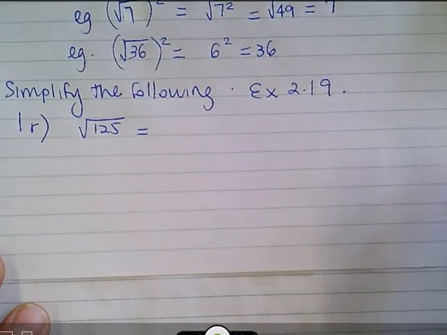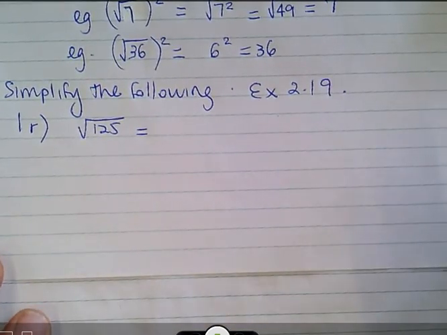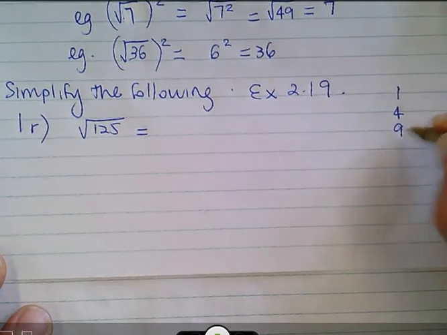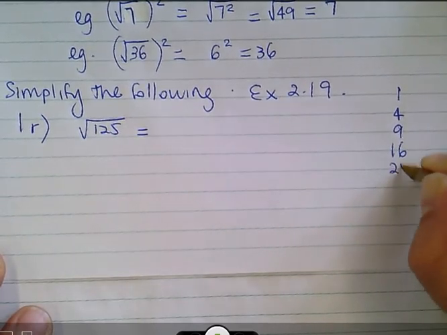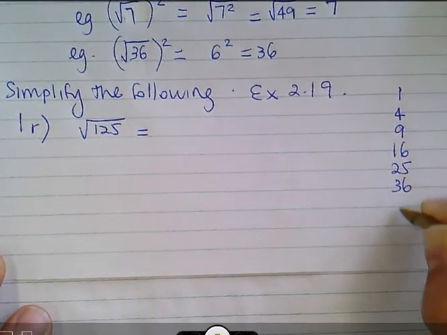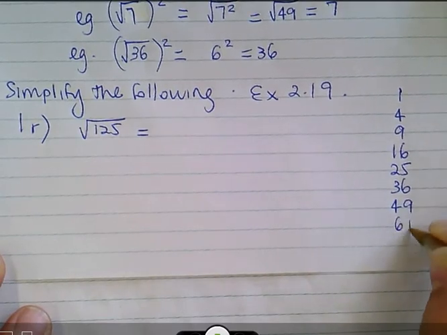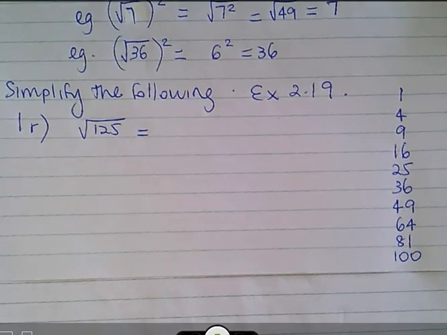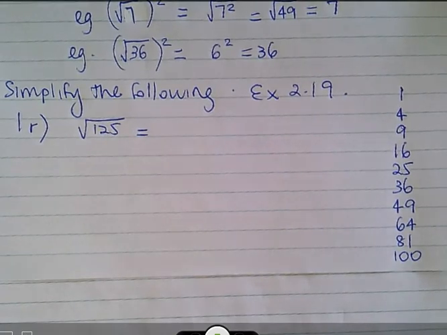Question 1R, so the square root of 125. You should know your square numbers, so I'm going to write them down here. 1 squared is 1, 2 squared is 4, 3 squared is 9, 4 squared is 16, 5 squared is 25, 6 squared is 36, 7 squared is 49, 8 squared is 64, 9 squared is 81, 10 squared is 100. We could keep going if we wanted.